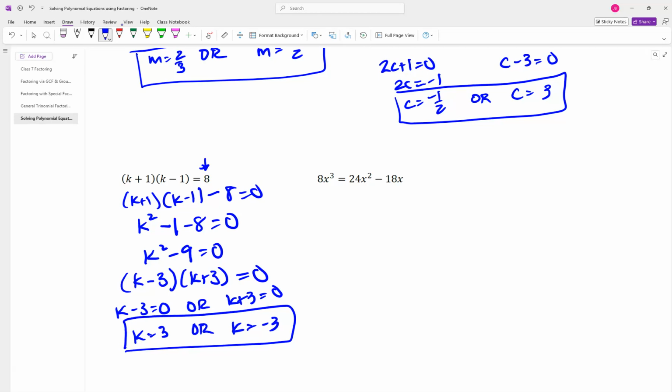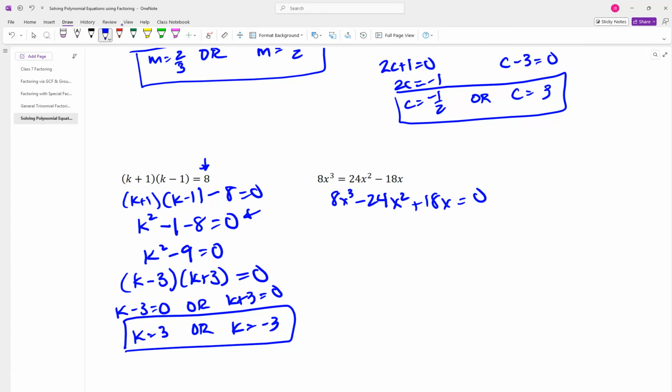Okay? All right, last equation. In instances where you have expressions on both sides of the equal sign, we want to get it so that we have 0 on one side of the equation. So we need to move everything over. 8x cubed, move the 24 over, it becomes negative 24x squared. Move the 18x over, plus 18x equals 0.